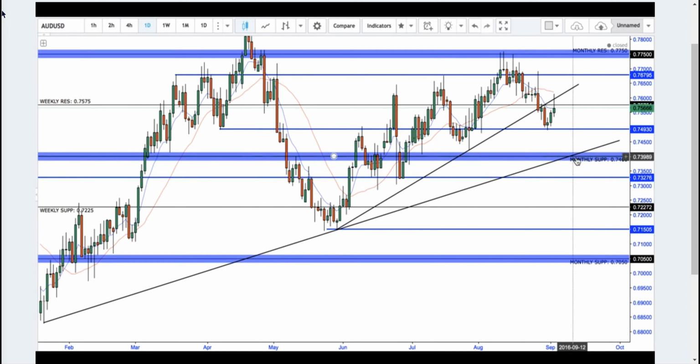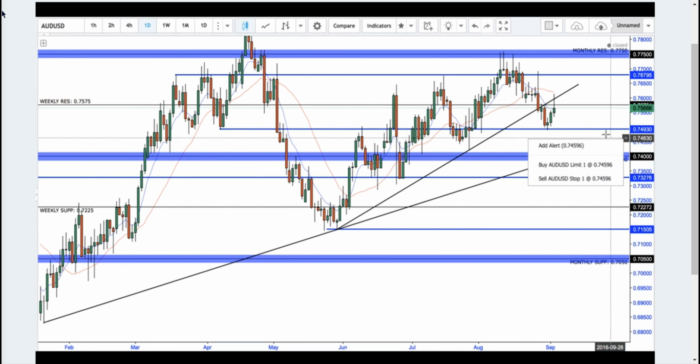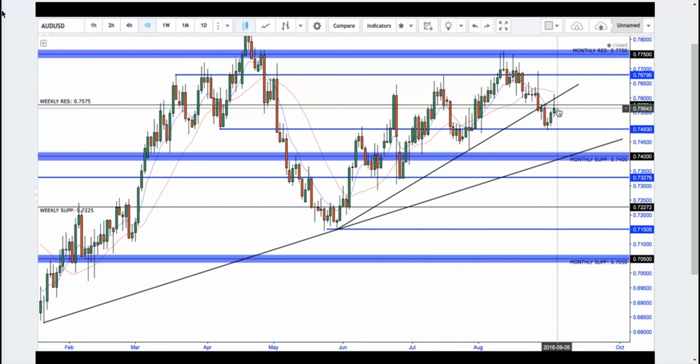Outer breaks, boom, this thing's gone. So what we can see confluence-wise for maybe Aussie rolling over is that it could come down, and it could tap on our monthly support 7400, and it could also tap on our outer trend line. What it does from there, we have to sit back and wait.